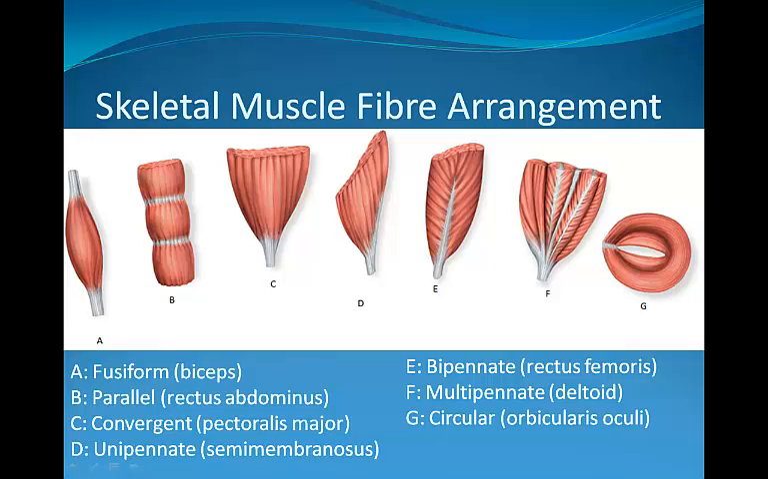Multipennate, so that's several different branches coming off from tendons, makes for a powerful muscle, and an example of that is your deltoid, or your shoulder muscle. And a circular muscle that helps hold an area in place. It's really only found in a few areas of your body. An example there is orbicularis oculi. 10 points for anyone who comes to class knowing where that is, and it's pretty easy because it actually looks like the area that it surrounds.